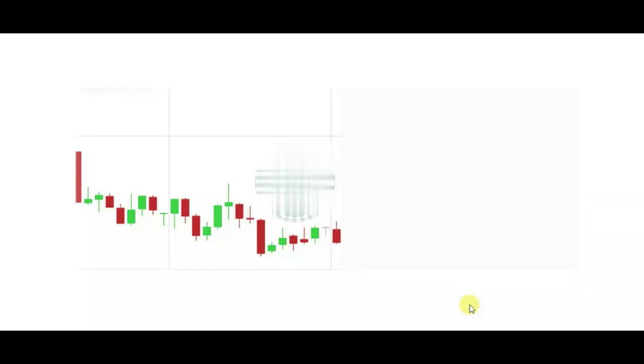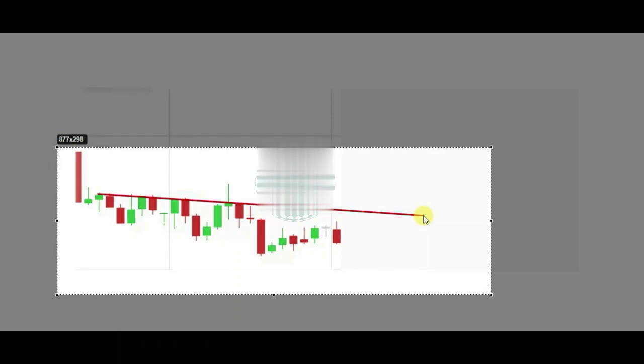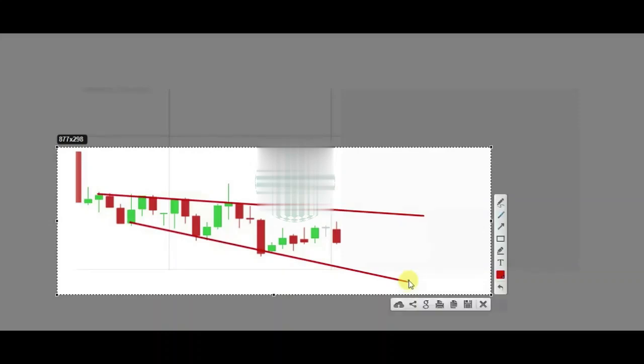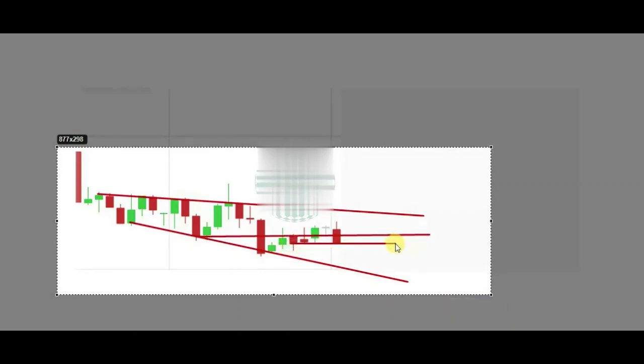Now seller's entry. Now tell me, this is a seller's level. In this line we don't have any possibilities. In this trend line we don't have any possibilities, because it is a breakout. Okay, but this is a seller's level.